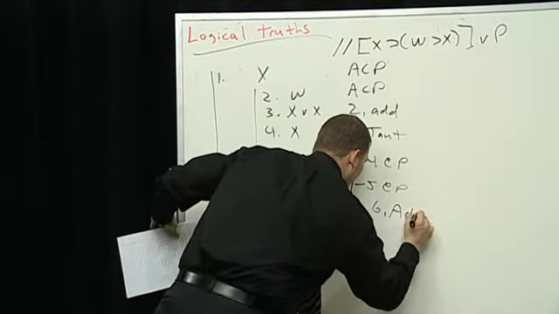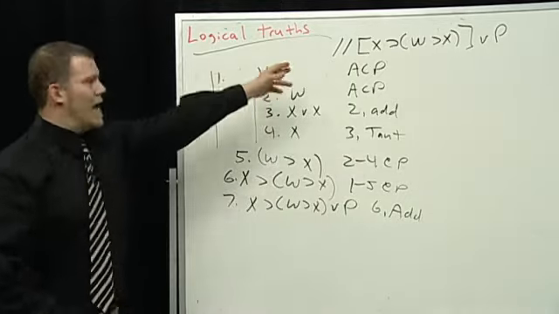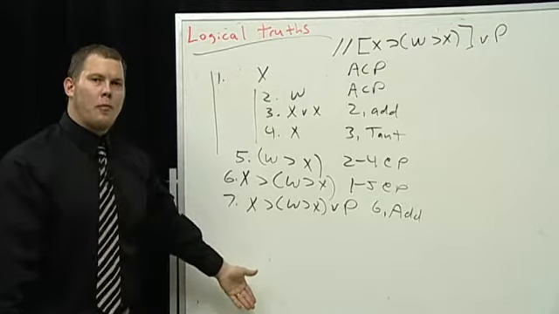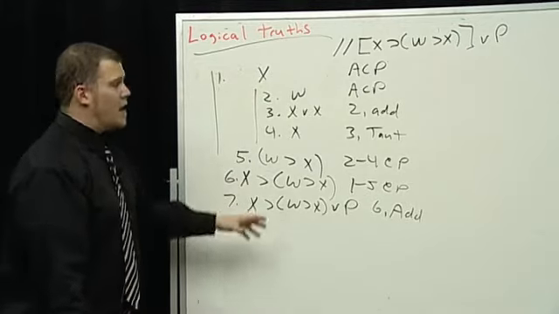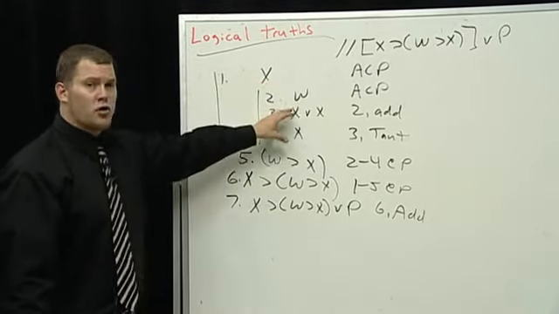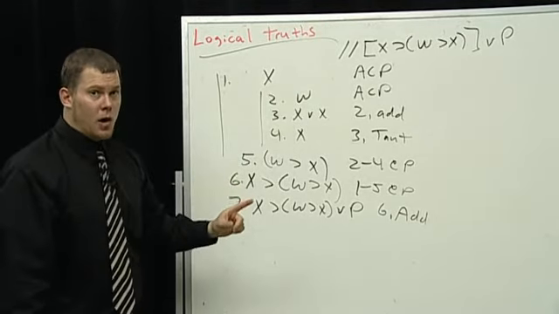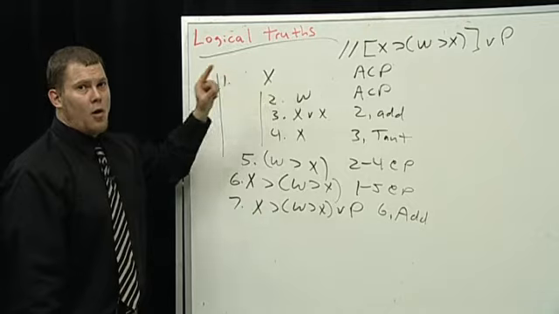Addition, which is exactly what my conclusion states. So this is how you go about proving logical truths. And a lot of the time, you're going to see a conditional proof inside a conditional proof, but you're always going to have to start with either a conditional proof or an indirect proof.